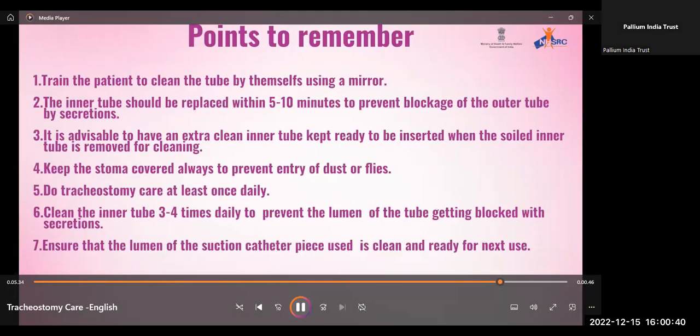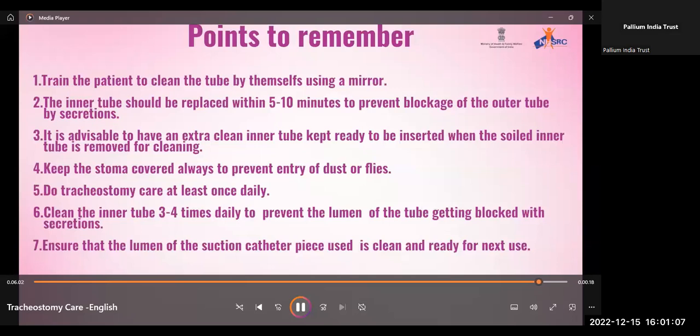Train the patient to clean the tube by themselves using a mirror. The inner tube should be replaced within 5 to 10 minutes to prevent blockage of the outer tube by secretions. It is advisable to have an extra clean inner tube kept ready to be inserted when the soiled inner tube is removed for cleaning. Keep the stoma covered always to prevent entry of dust or flies.